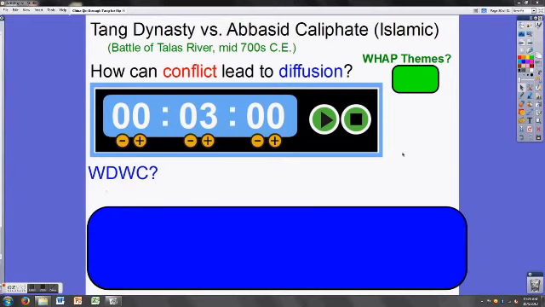Okay, so theme-wise, we're talking about 3 and 2 here, of course, right? 3 is the conflict, and 2 is the cultural diffusion. But we haven't answered the question of how this diffusion happens in the first place.